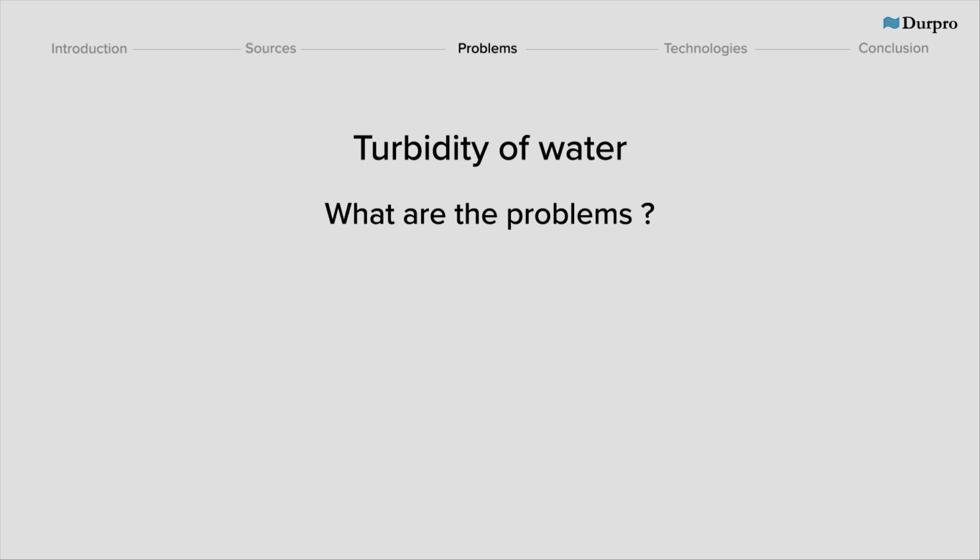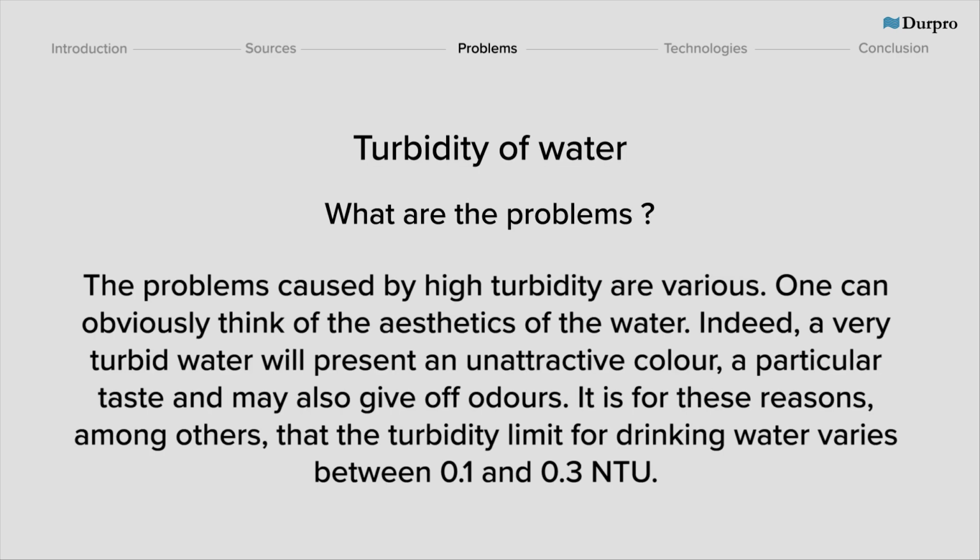What are the problems associated with turbid water? The problems caused by high turbidity are various. One can obviously think of the aesthetics of the water. Indeed, a very turbid water will present an unattractive color, a particular taste, and may also give off odors. It is for these reasons, among others, that the turbidity limit for drinking water varies between 0.1 and 0.3 NTU. In other words, turbid water is not always safe to drink.